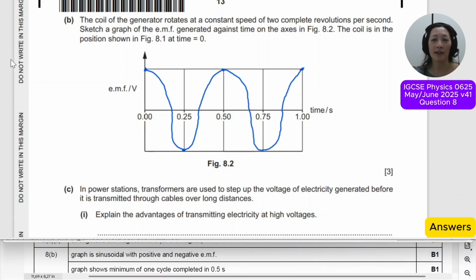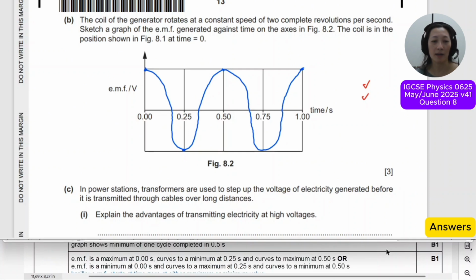So now let's check the mark scheme to see how we can score the 3 marks. They told us the graph is sinusoidal with a positive and negative EMF. So we have positive and negative EMF. That's 1 mark, so I'm going to put 1 tick to indicate 1 mark. Another mark is given for showing a minimum of 1 cycle, which is completed in 0.5 seconds, and that's what we got. So that's another mark.